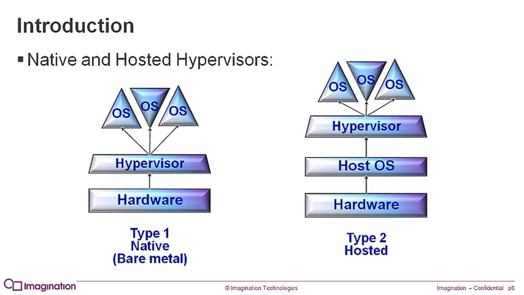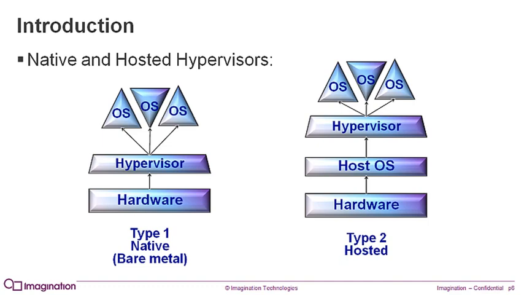A Type 2 or hosted hypervisor runs within a conventional operating system environment. These are also referred to as trap and emulate because all actions by a guest OS that need to affect the actual physical resources are trapped and the access is emulated. A common example of this is VMware Workstation that runs in the Microsoft Windows environment.